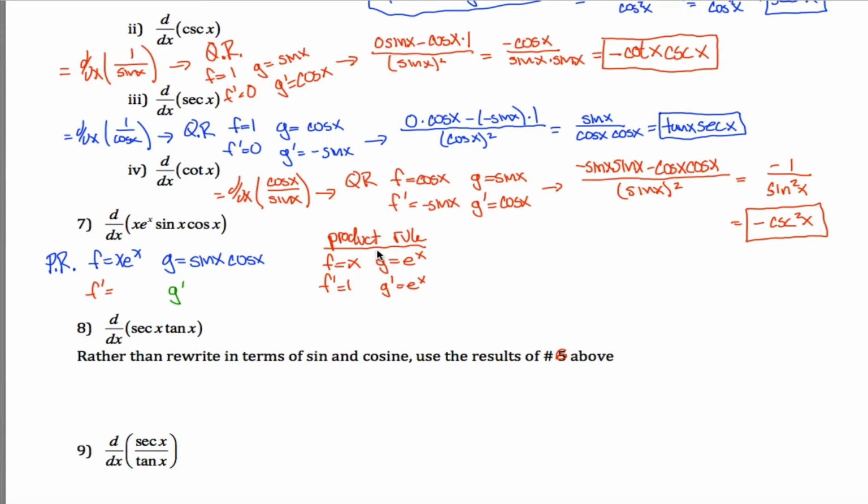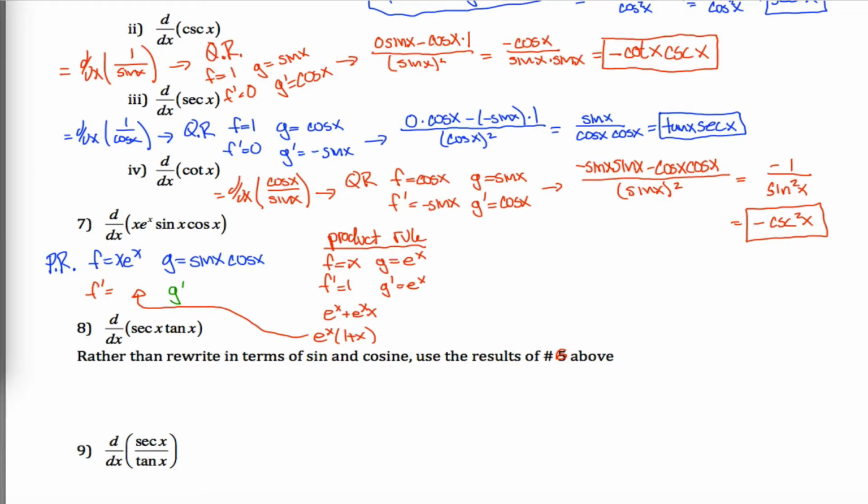And when you mash those all together using the product rule, the product rule tells you that the derivative of f times g is f prime, which is 1, times g, which is e to the x, plus g prime, which is e to the x, times f, which is x. So I get that it's e to the x times 1 plus x. This is what goes right there.